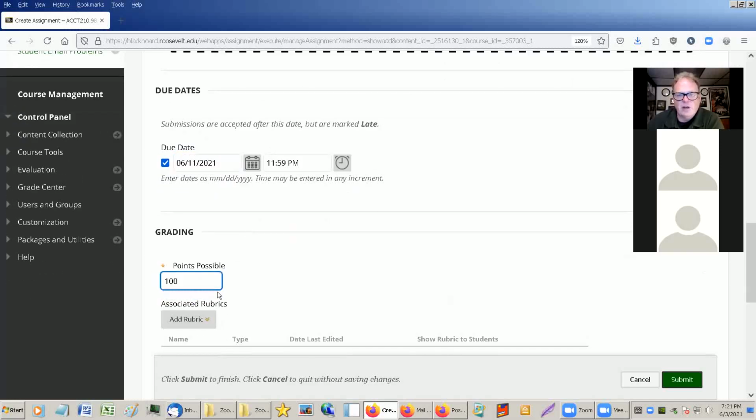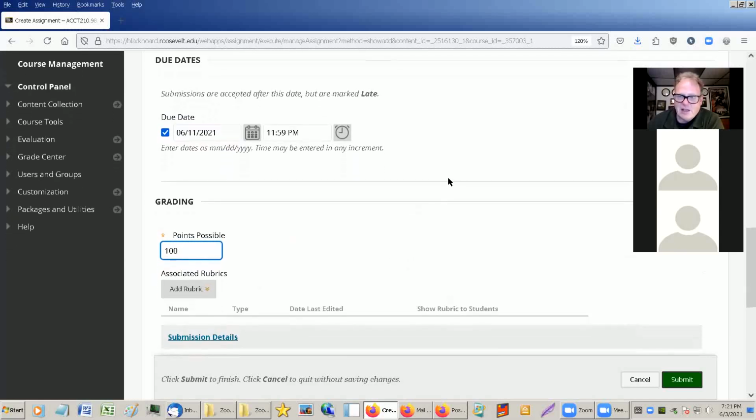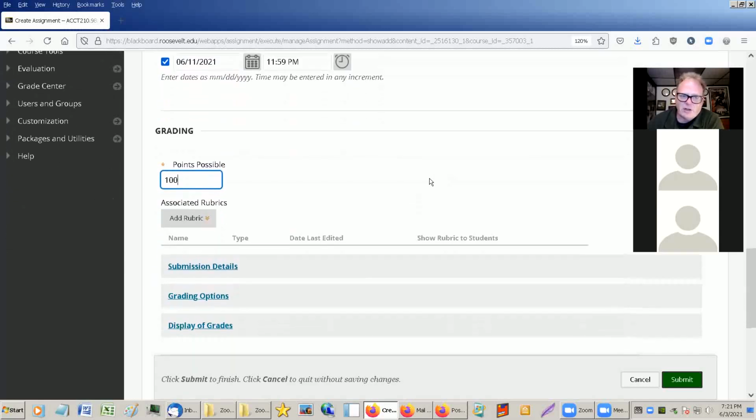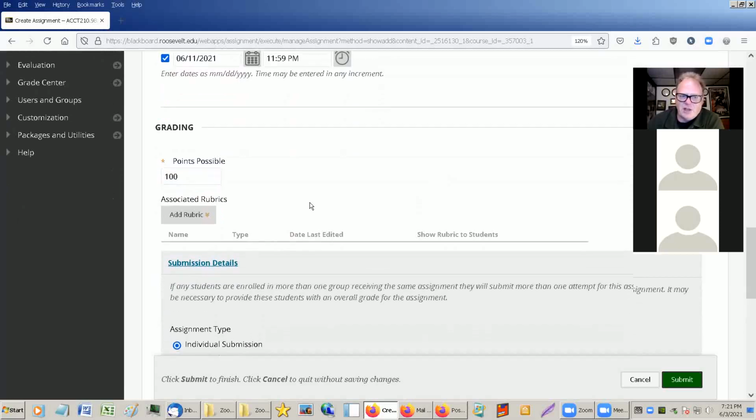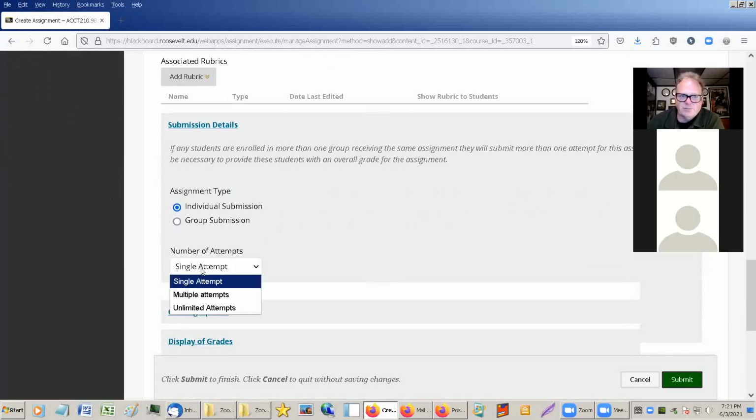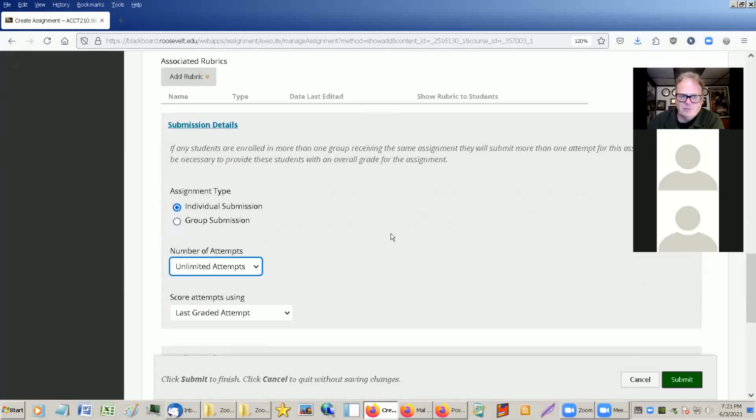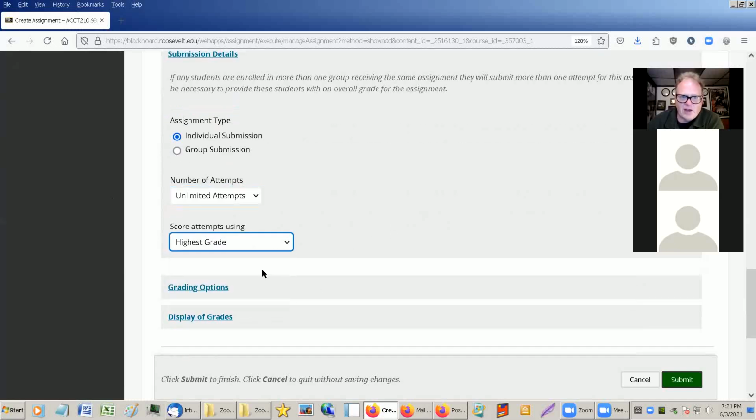Points possible, 100. You can actually get more because you guys did the extra credit, and the extra credit will add in. Submission details, unlimited attempts. And which one do I take? The highest grade. And this is also important: if you get a grade on something, on the homework, handouts or practice, let's say you did half of it and I gave you 50%, if you complete it, you can resubmit it, and I'll put in the higher grade.